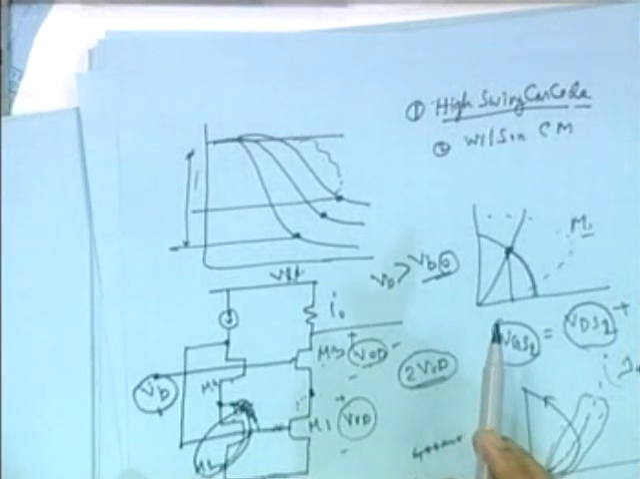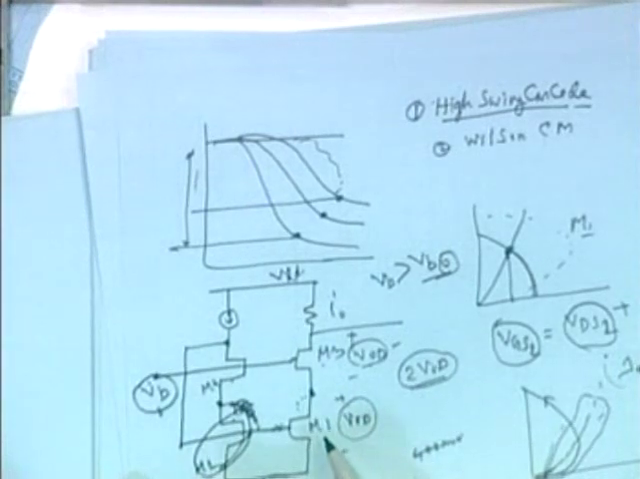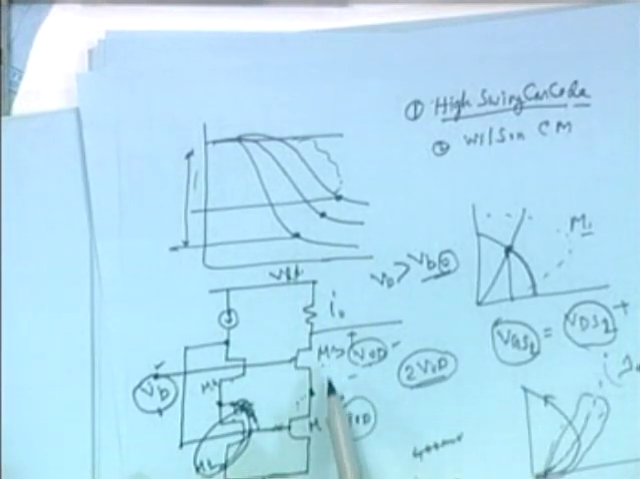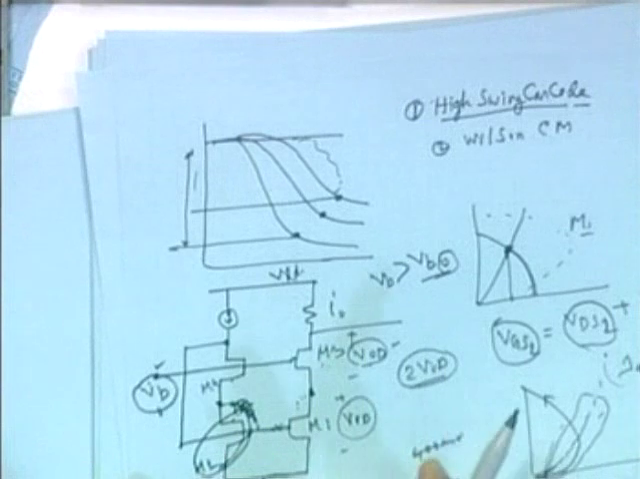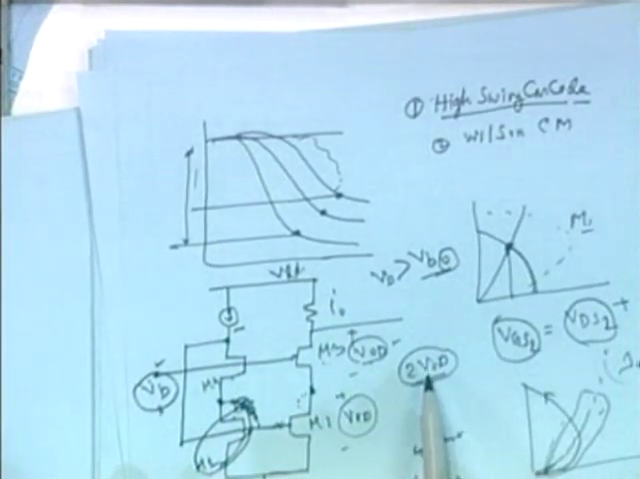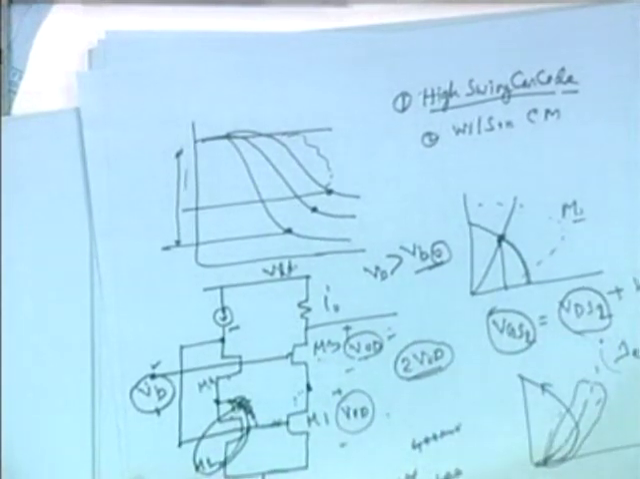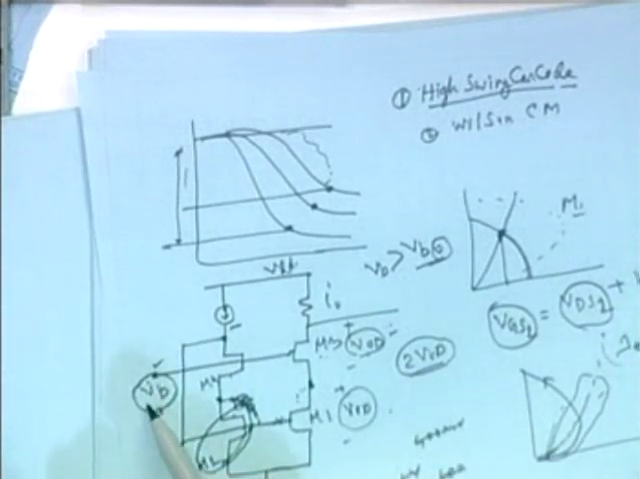Because in that case, M3 will enter the saturation before M1, or M1 will enter the saturation before M3. So both of them will not enter saturation simultaneously. So you have to choose this VV in such a way that M3 and M1 will enter the triode, I mean not saturation, triode, for the same current, same IRF. So for that particular current, you will be getting minimum output voltage 2 VOD here. So the generation of this VV is also a point.